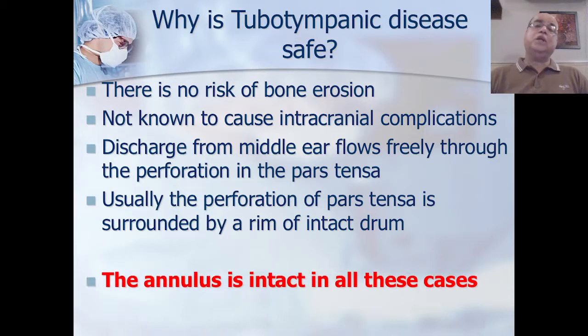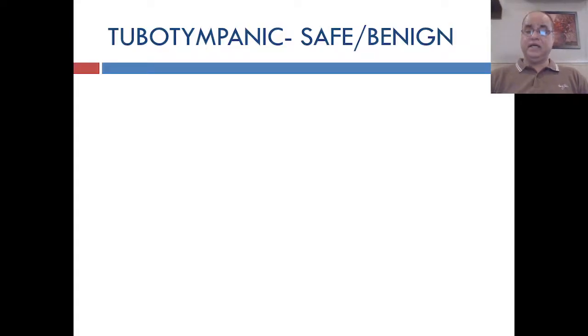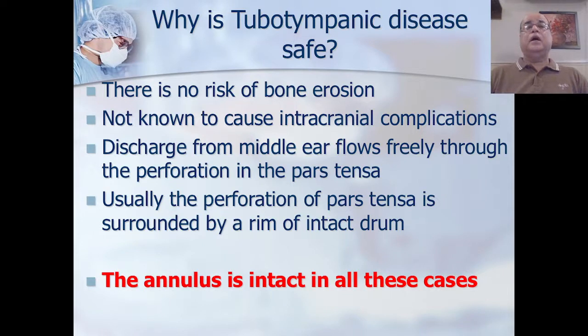Then why do we call the tubotympanic type a safe disease? Because there is no underlying bone erosion. There is no osteitis, and there is no necrosis of the bones. It is not known to usually cause intracranial complications. Discharge from the middle ear flows freely. So when there is no retention of the secretions, there are fewer chances of complications.